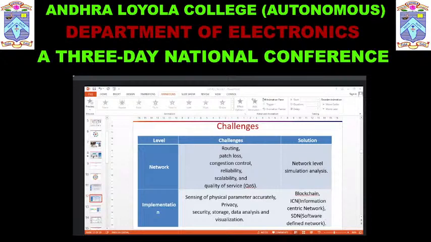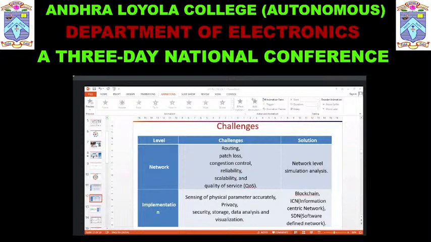To overcome this and to get the best performance, a network simulation is essential. Now in the implementation also, we have some potential challenges like security, privacy and storage, data analysis, and some visualization challenges. Here primarily we are considering security aspects.